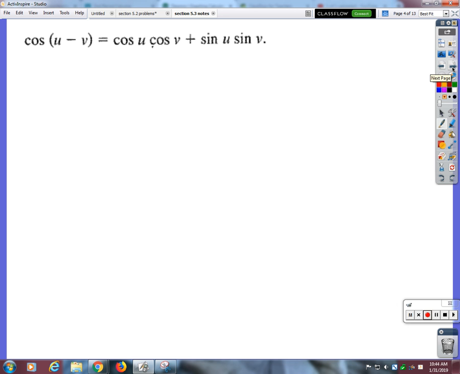All right? So the first one that we're going to start with, for whatever reason, is if you want to find the cosine of two angles being subtracted, the formula for that works out to be the cosine of the first angle times the cosine of the second angle, plus the sine of the first angle times the sine of the second angle.